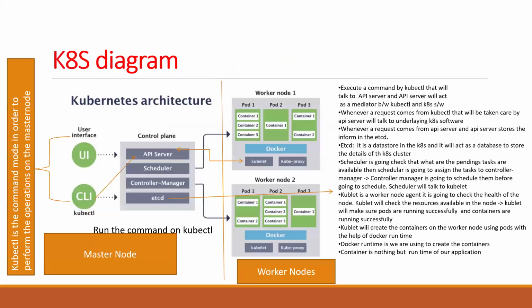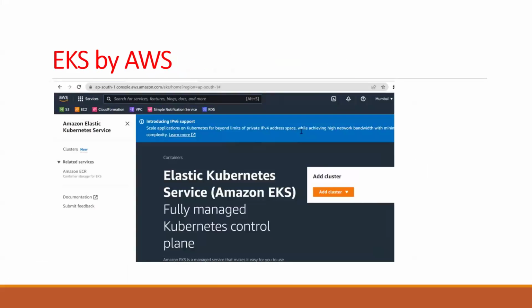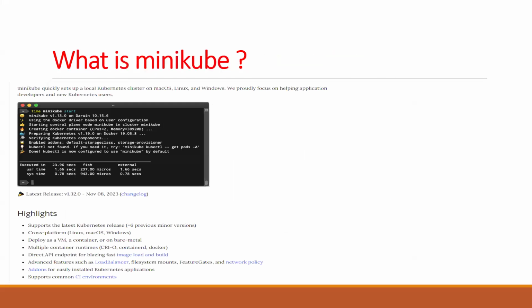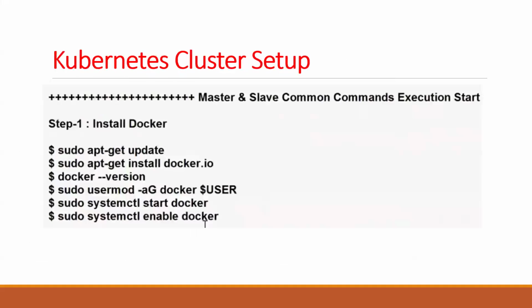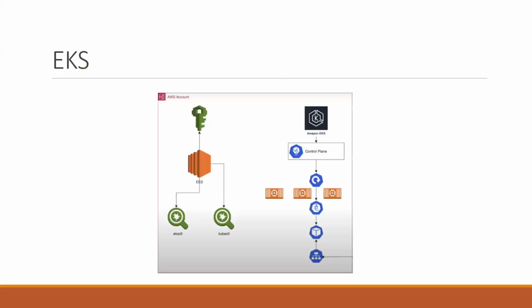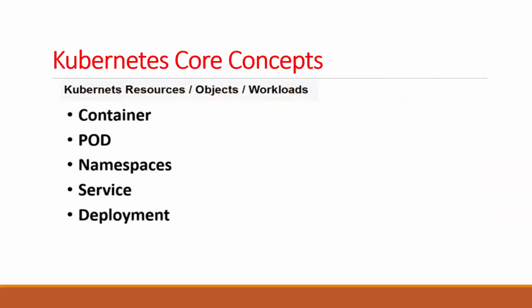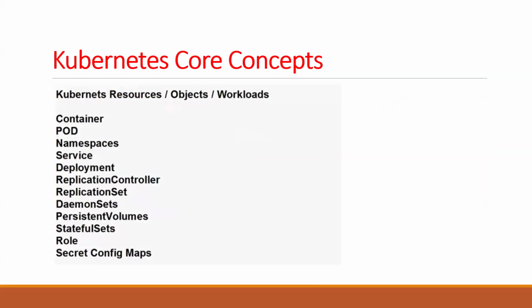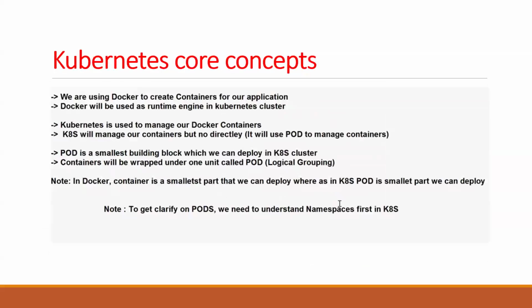What is the architecture diagram of Kubernetes? Kubernetes setup, EKS by AWS. How you can set up EKS by AWS and the cluster setup, Minikube, master nodes and worker nodes. What is a master node and a worker node? How can we connect to it? How can we deploy our application? What is a container? Pod, namespace, services, deployments, replication controller, replica set, daemon sets, persistent volumes, stateful sets, roles, secrets and configs.